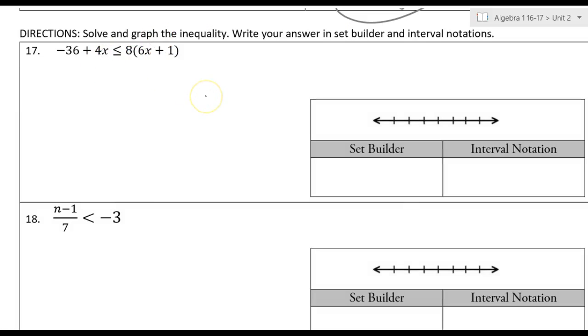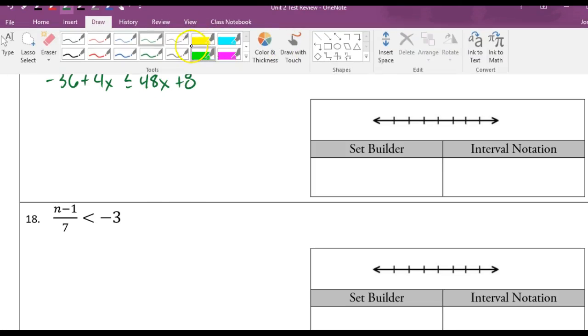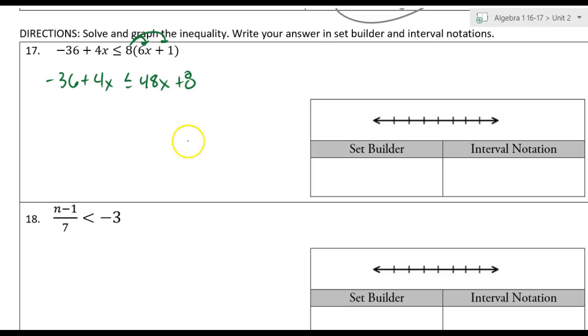And solving it follows the same steps as we did with equations. Make sure we start with the distributing. So we have to start distributing 8. So negative 36 plus 4x is less than or equal to 48x plus 8. Okay, we follow all the same steps. Are there any like terms? No. So now I got to move variables.